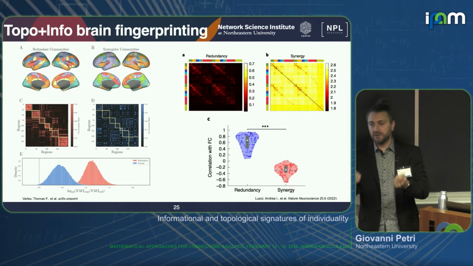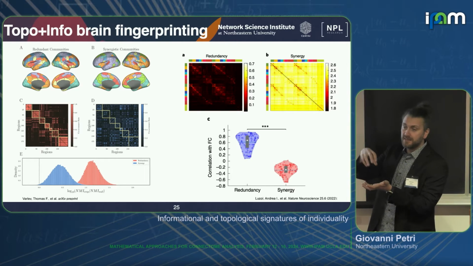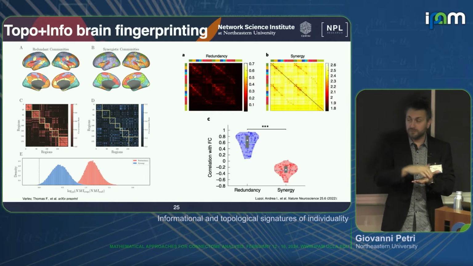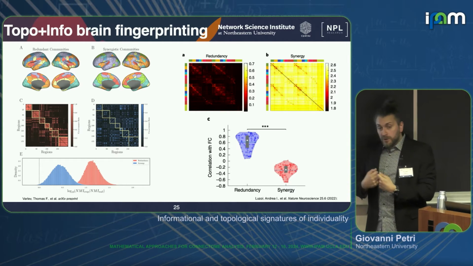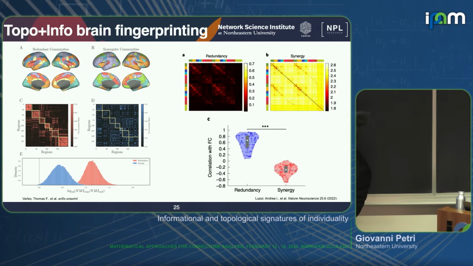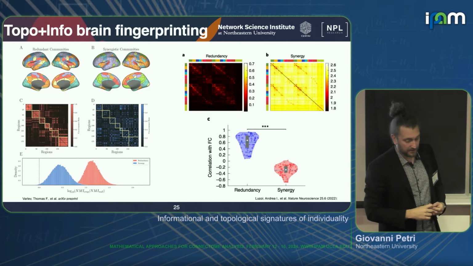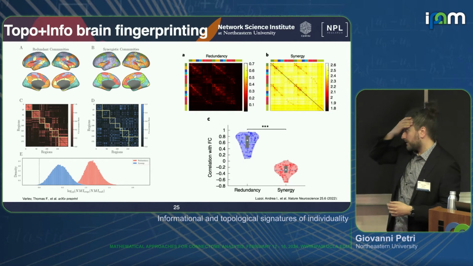You can have two nodes that have a lot of redundant information. You can have three nodes that are synergistic, so you can only see some properties of the system when you look at the three of them together. On the left are recent results on the redundant and synergistic structure of fMRI data in people under psychedelics and so on.